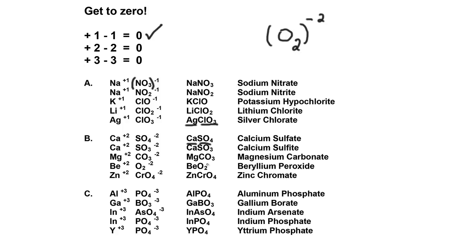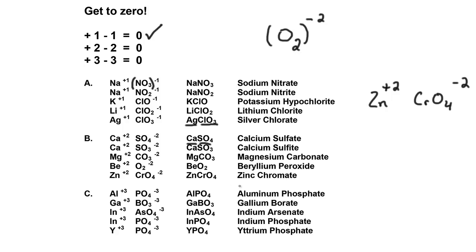+2 -2 equals 0. All right, so Zn is a +2, CrO4 is a -2, zinc chromate. Zinc and chromate. All right, so we got our +2s and -2s. Now, what if we did that crisscross stuff? Remember we have zinc with a +2 and we have chromate, CrO4, with a -2.